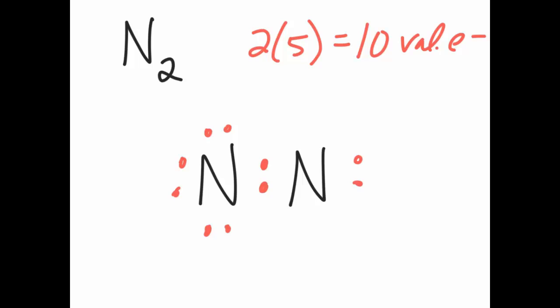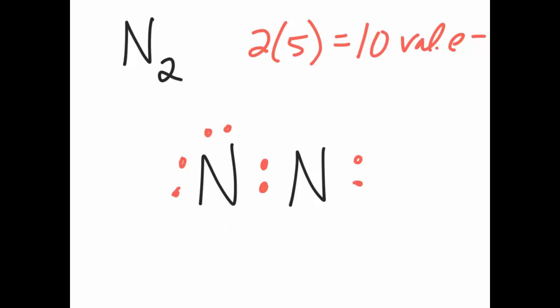So now as I look at my structure, I've used 10 valence electrons. Does each nitrogen have what they need for stability? The nitrogen on the left has 8. That's great. But oh my gosh, look at the nitrogen on the right. That looks ridiculous. It only has 4 electrons around it. Time for a little bit of creativity. Could we move some of these electrons around to help out that nitrogen on the right?